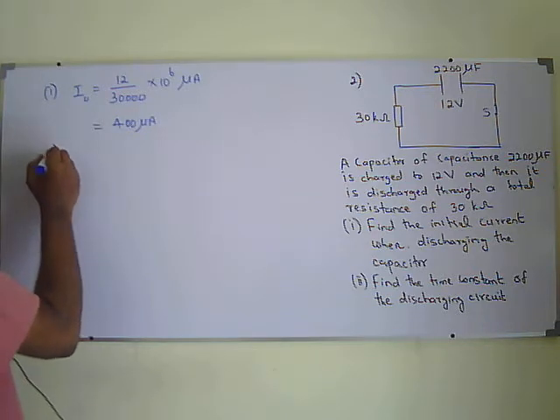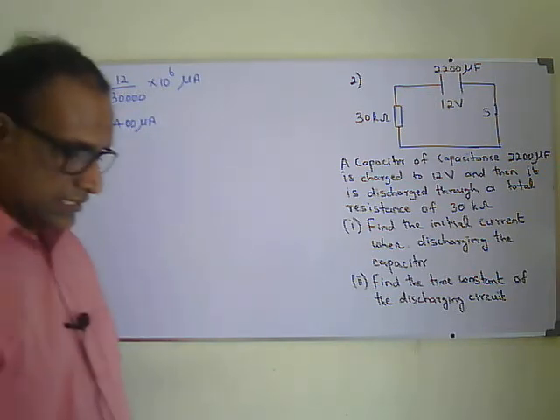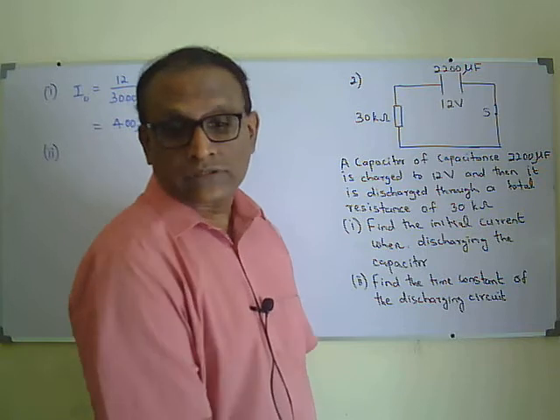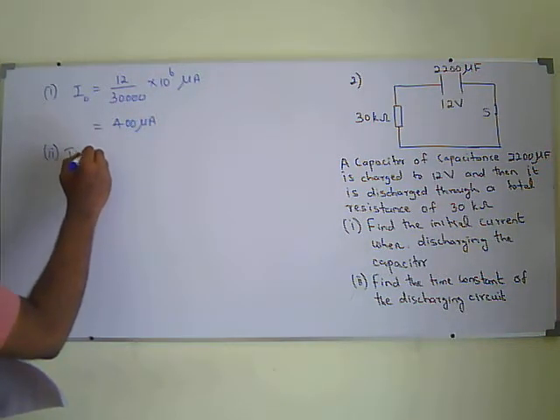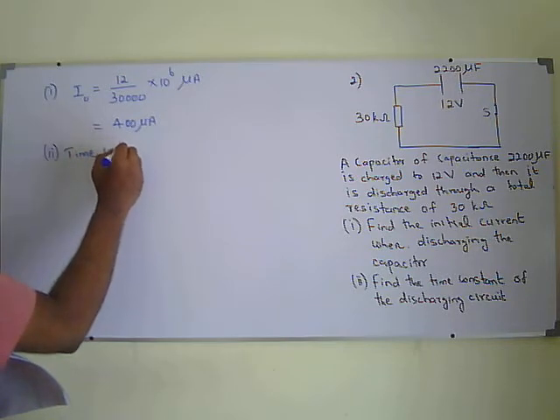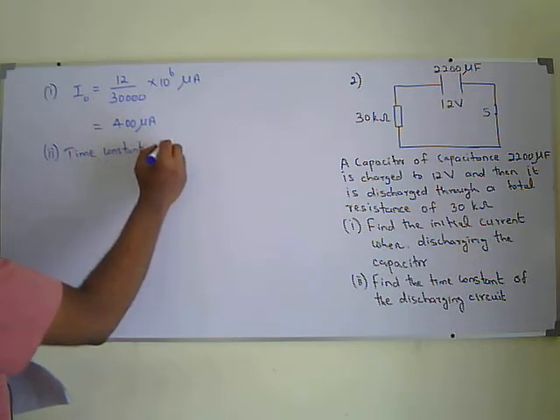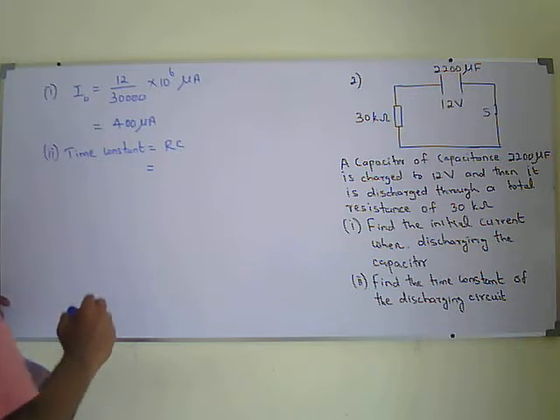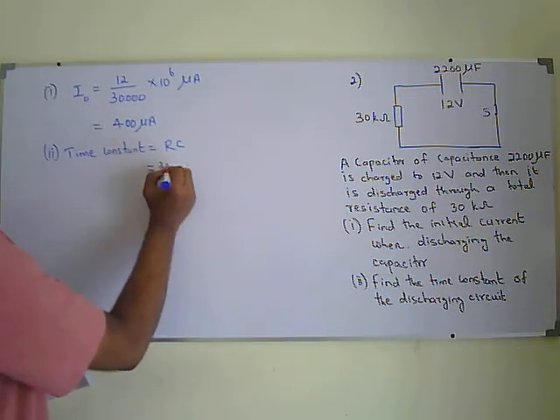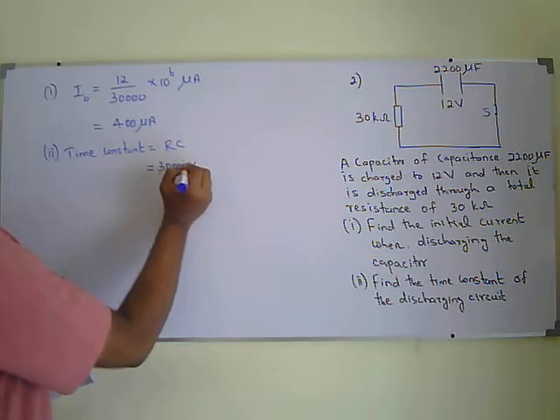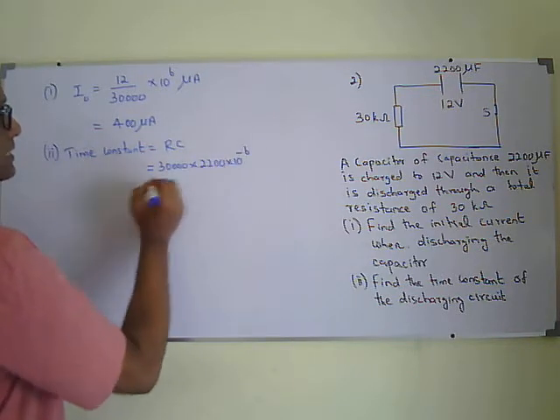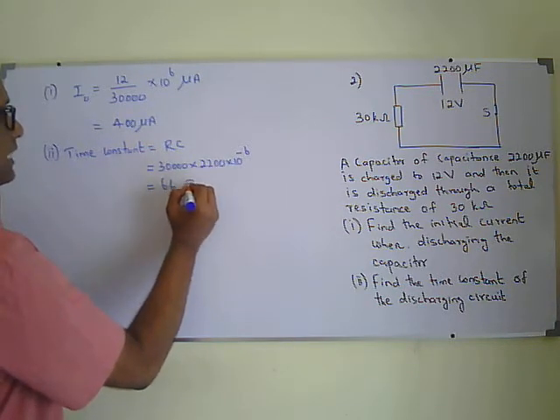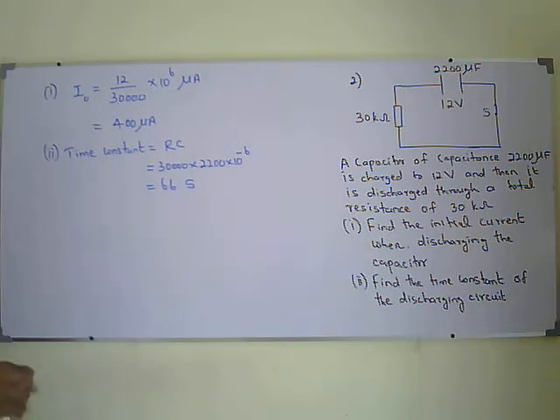Second part, find the time constant. We know that the time constant is given by RC. So time constant equals RC, that is the resistance 30,000 into capacitance 2200 into 10 to the power minus 6. So that will be 66 seconds. That's the time constant.